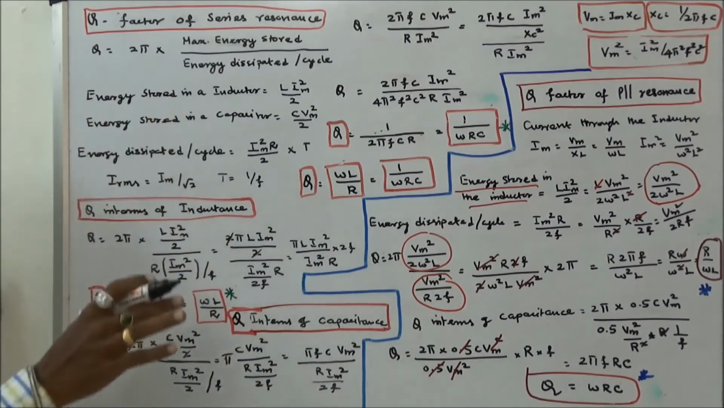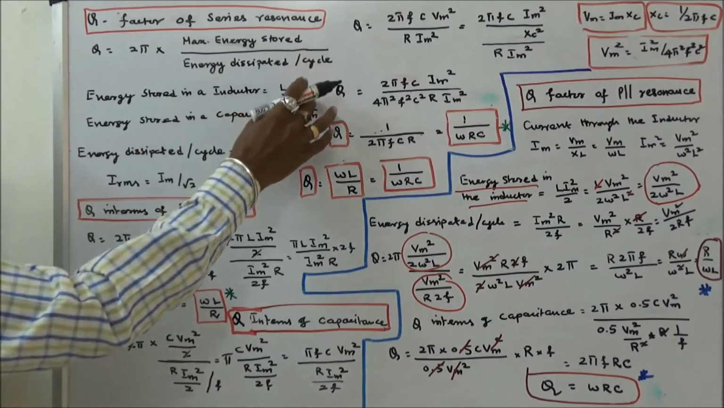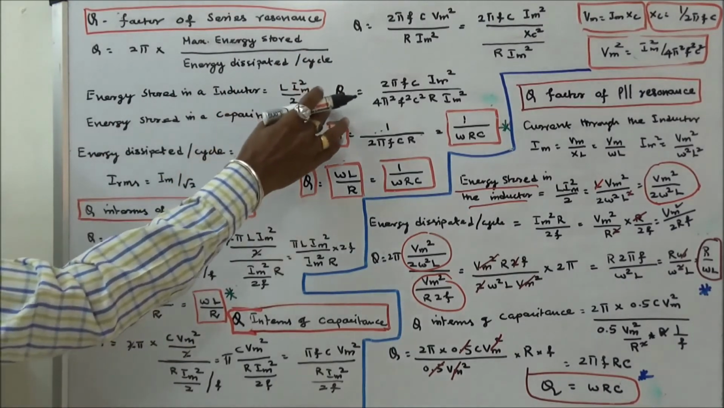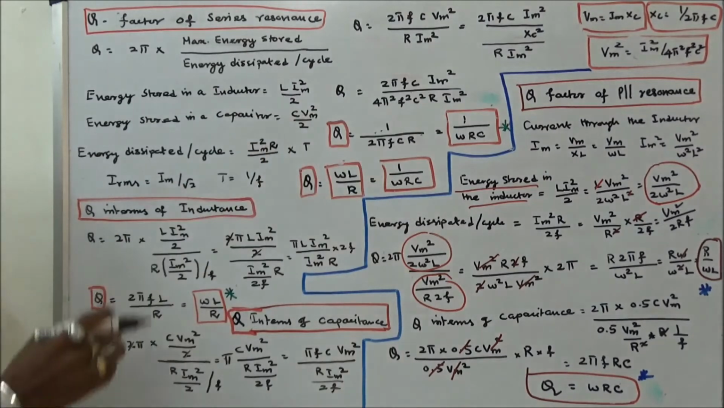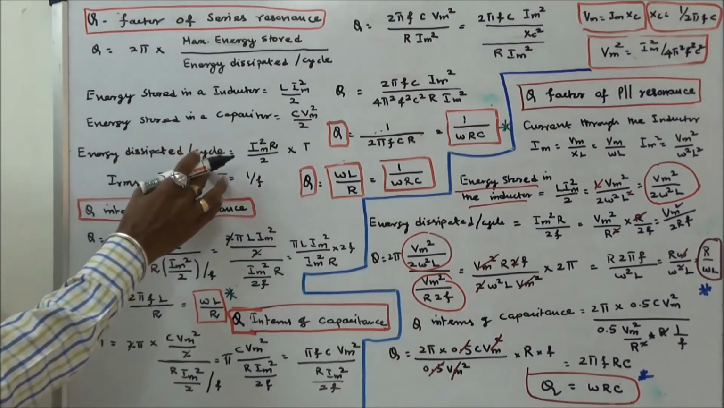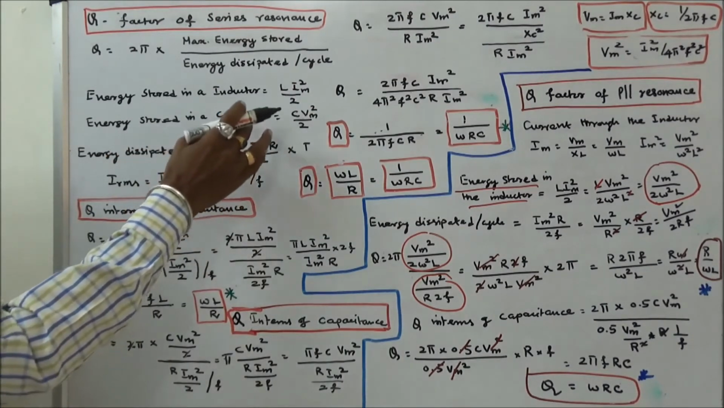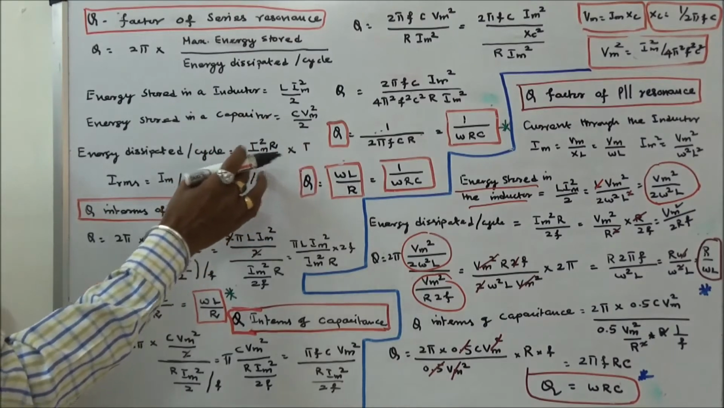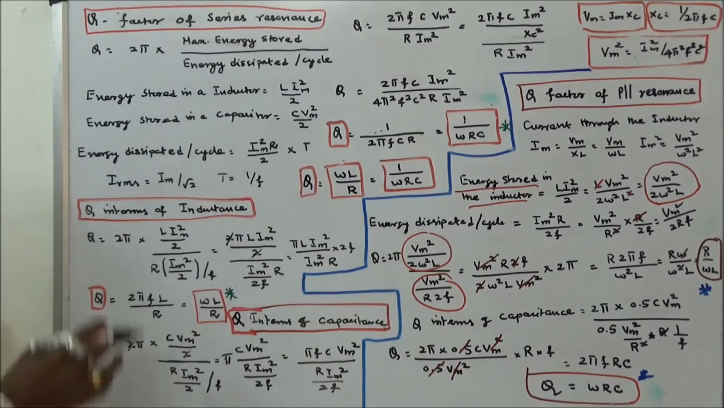Energy stored in the inductor is L Im square by 2. Energy stored in a capacitor is C into Vm square by 2. Energy dissipated per cycle is equal to Im square into R divided by 2, into T. T is the time, T is equal to 1 by F. Here Irms is equal to Im by root 2.